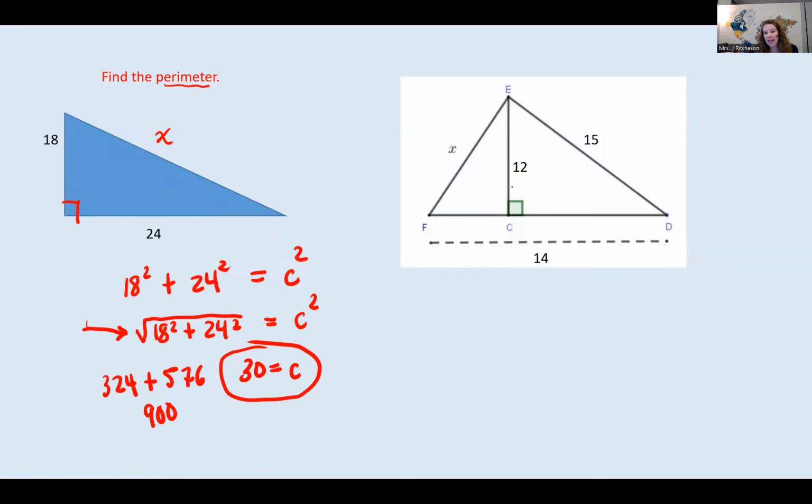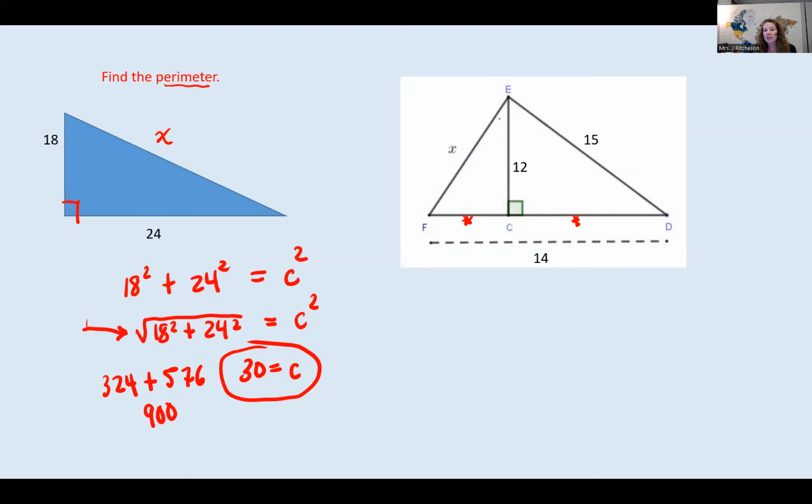Basically, we have two right triangles sharing one leg. So we have this right angle, and then we have this right angle, and we have to find x. Well, we know the length of this whole bottom is 14. I need to know out of 14, how much is this one? How long is this side? And then how long is this side? So I can find the hypotenuse of this right triangle on the left side.